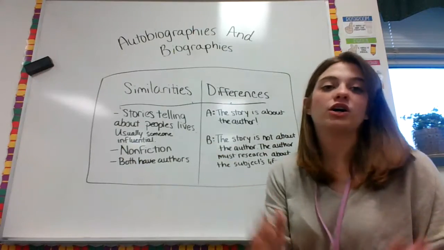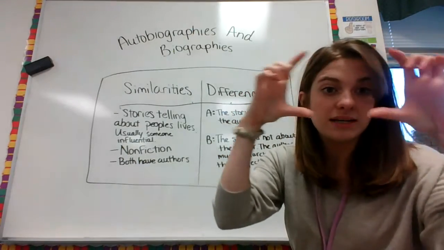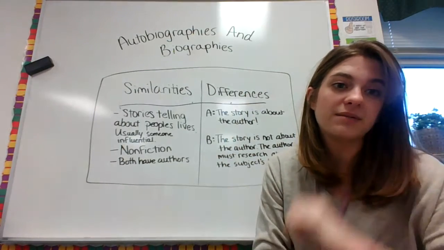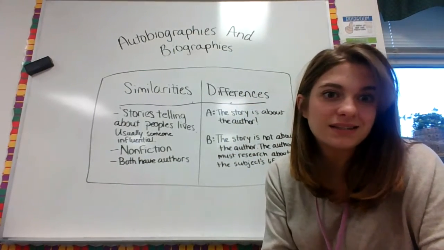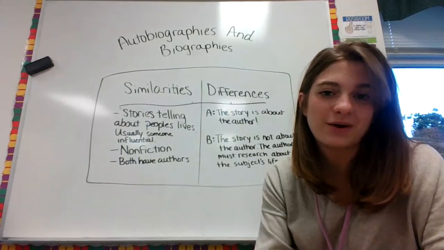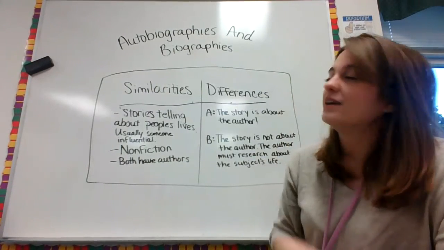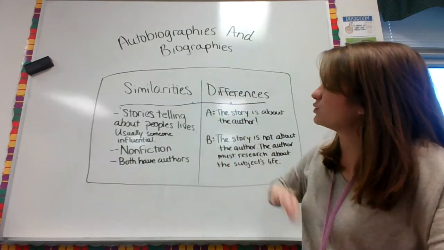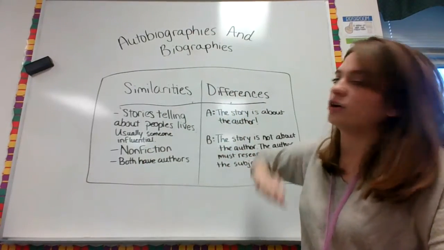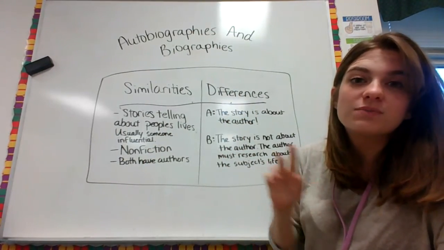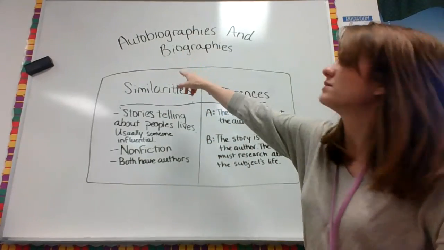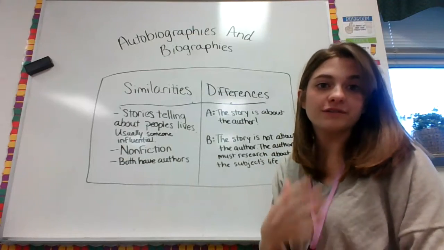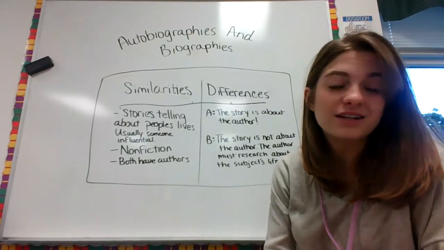And then in a biography, when you're looking at the title, the title is going to have the subject's name, and then the author's name is going to be something different, right? It's not going to be the same as the subject or who the story's about. Alrighty, so these have been our similarities and our differences between an autobiography and a biography. If you get confused, just pay attention to what's different between the words. Autobiography has the word auto in it. Auto means self. Biography doesn't have that. It's not about yourself.